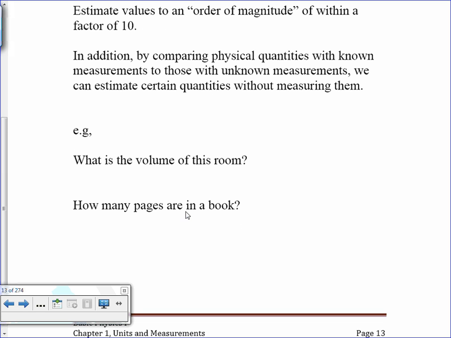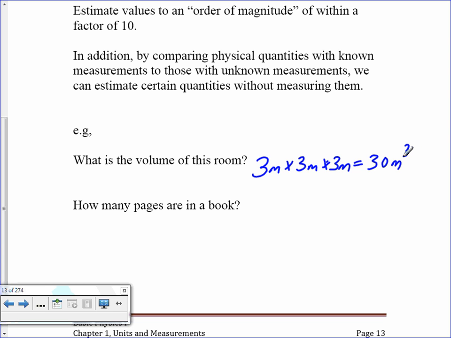Let's do an example. I'm sitting in my office right now, and my office is about 10 feet square, and the ceiling is about 10 feet. So if I were to express that in meters, I would say it's about 3 meters. So the volume of this room is 3 meters by 3 meters by 3 meters, which, keeping proper sig figs, is 30 cubic meters.